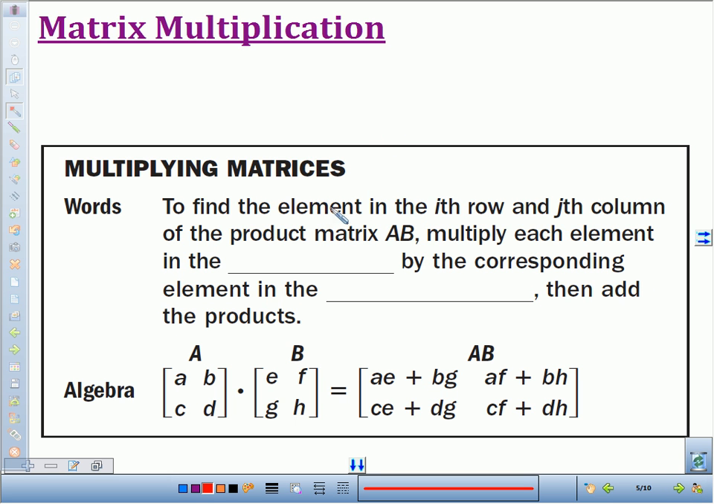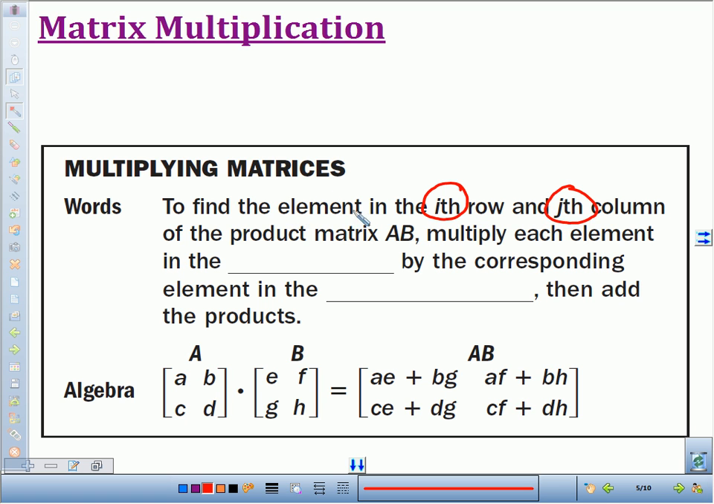To find the element in the ith row and the jth column of the product matrix AB, I'm going to stop for just a second. We see ith row and jth column. That just means a number. I, in this case, is a number, any number. And j is also just a number. We throw letters in there just to generalize it, but it's just numbers.